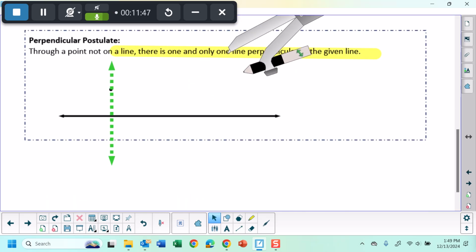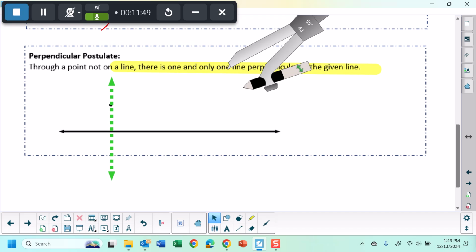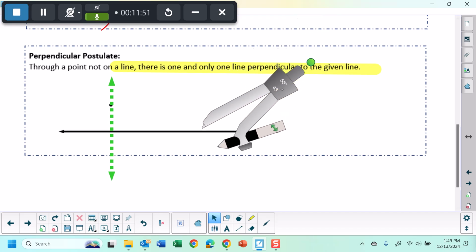If I look in my bank of constructions that I do know how to do, I know how to copy a line segment, that's not going to help me. I know how to copy an angle, that's not going to help me. I know how to bisect an angle, that's not going to help me. But what else do I know how to do? Copy.